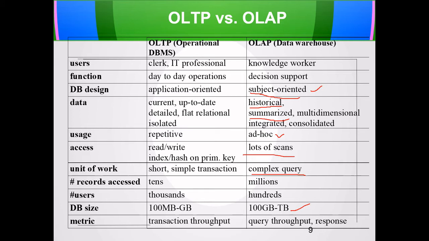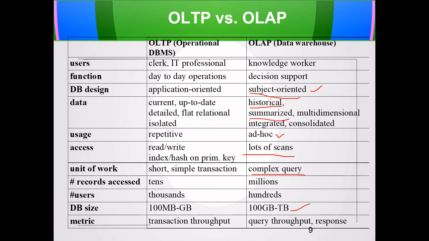So OLAP operations are used by knowledge workers for the function of decision support, right? Here the database design is subject oriented, whereas there it is application oriented. Why it is subject oriented, we will also discuss in detail in the next topic. Also it is historical data, whereas there it is current data. It will be summarized data, and multidimensional data modeling is used to represent this data, right? There we use relational data modeling. I will not talk about the DBMS here.